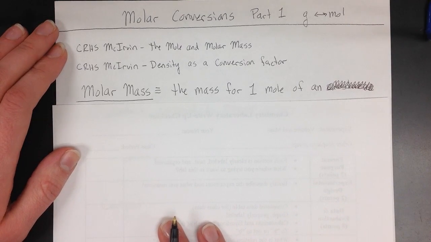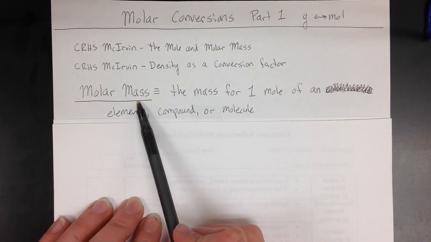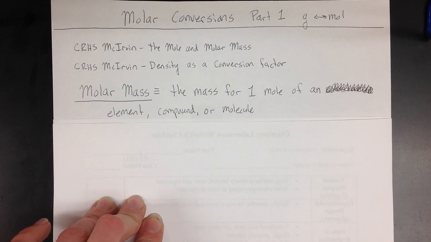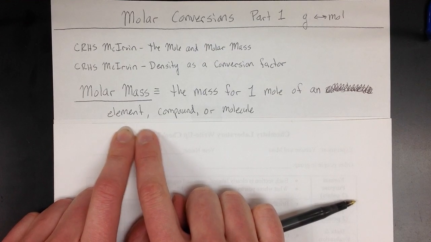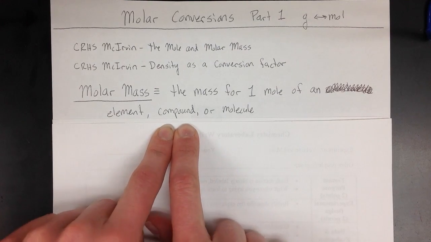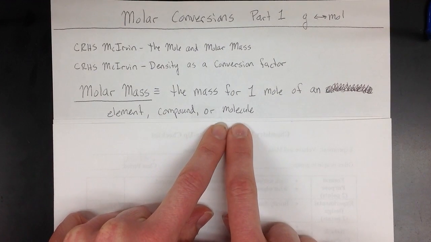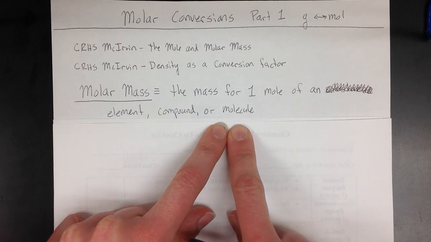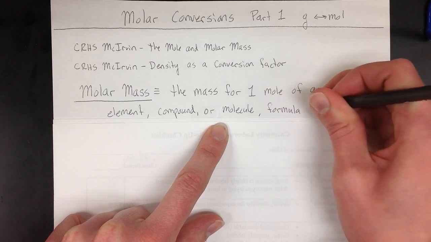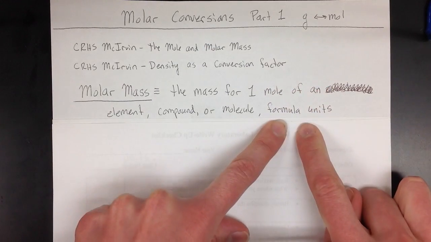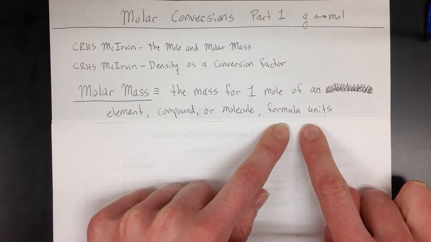First, a quick review of what molar mass is. We talked about how molar mass is the mass of 1 mole of a substance. And when I'm referring to a substance, I'm referring to elements. I could be referring to compounds, where they have multiple elements together. I could be referring to molecules. Most often molecules are nonmetals and nonmetals together. I could also refer to formula units. These are used for when metals and nonmetals get together, so these are your ionic substances.